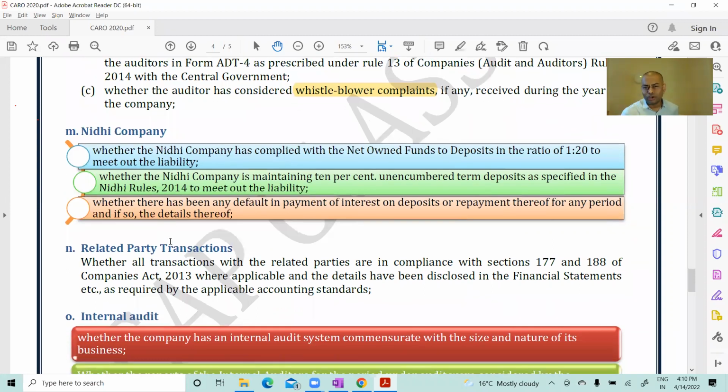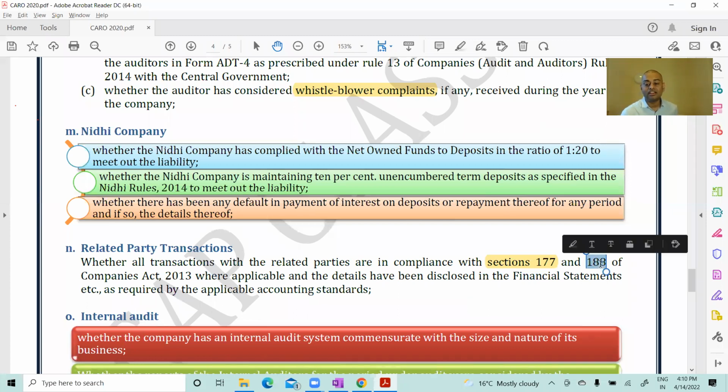This is also an LKG point only. Section 177, 188. Sir, what is section 177, sir? Hey, you tell me. What is section 177? I see how many of you know section 177. Hello, I'm looking at the chat. No one is telling. Idiots. Audit committee. Section 177 is audit committee.